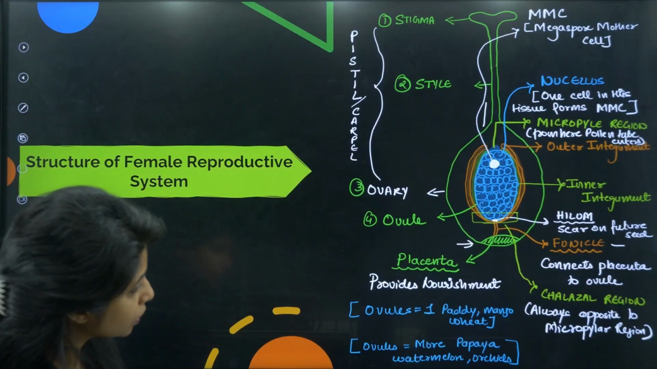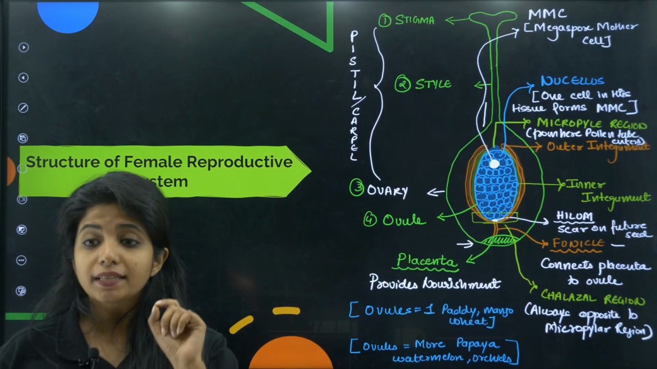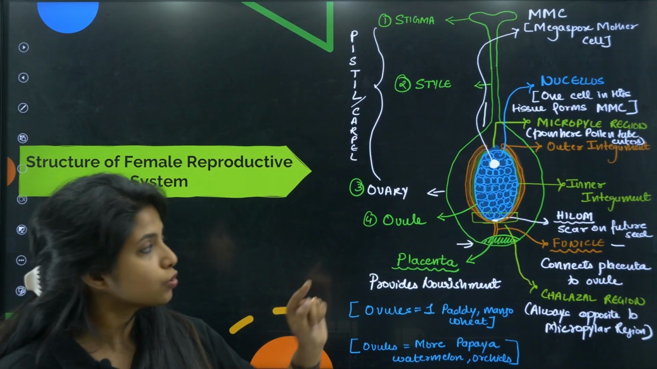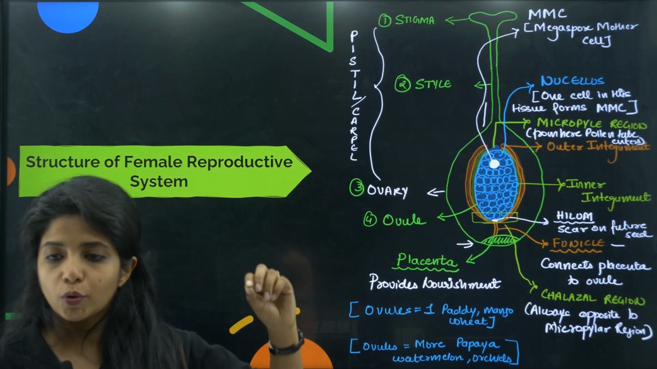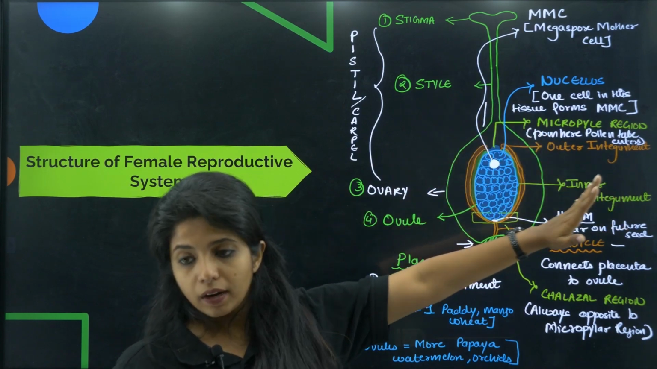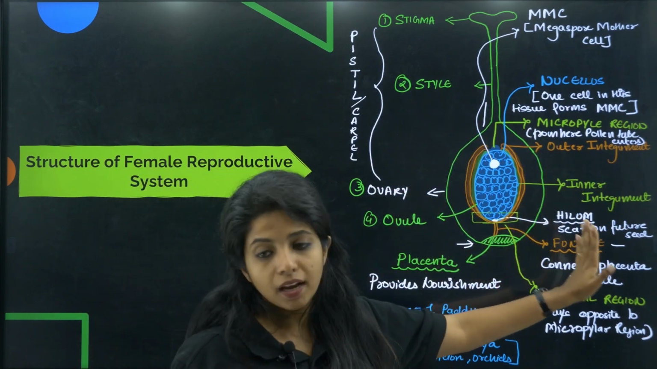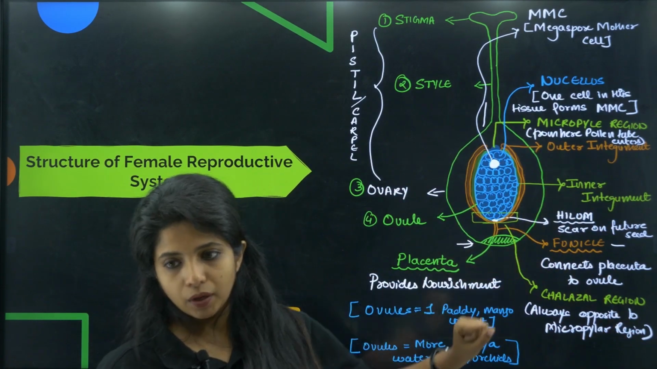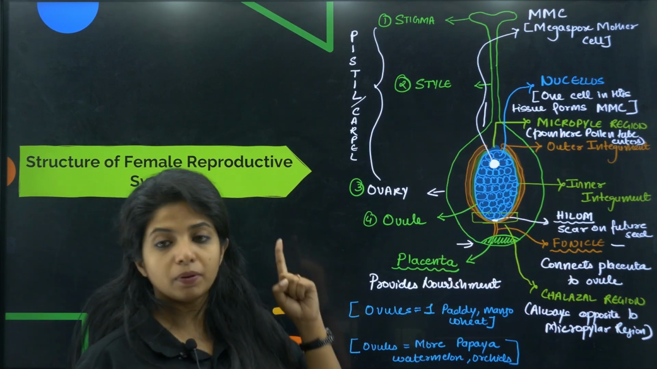So children, please understand, in the case of females, the ovule is known as the megasporangium. This end through which the pollen tube comes in is known as the micropylar region. The opposite one is known as the chalazal region.